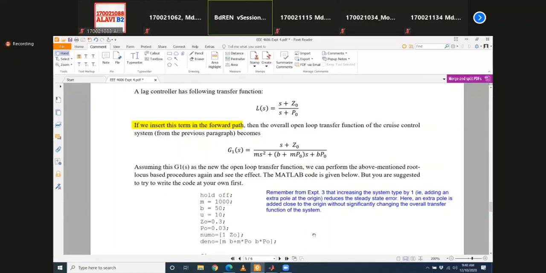Do you understand? Yes, sir. So that is how we reduce the steady state error, by adding an extra pole close to the origin. Now you can ask me what is the use of the numerator? Why do we need s plus z naught? Why do we need this term? Can anyone tell me by reading this blue text one more time?